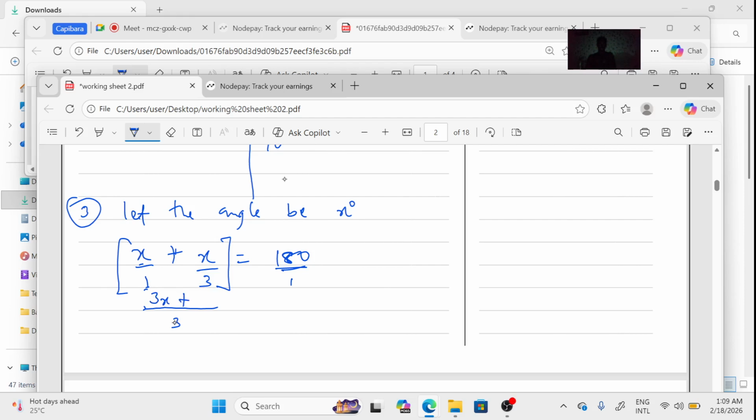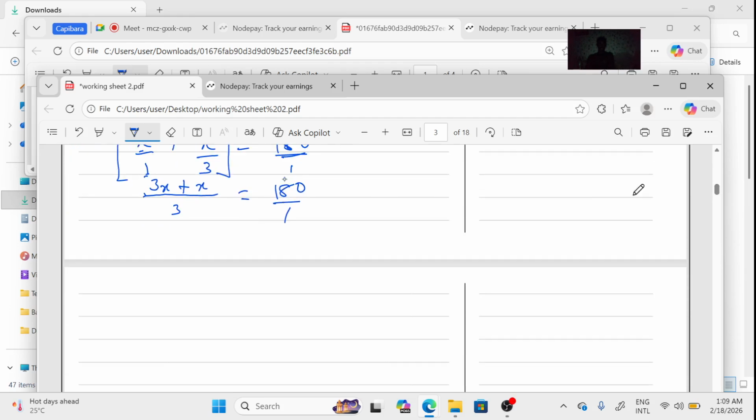Then plus 3 divided by 3, that's 1, 1 multiplied by x, that's x. Then now equals 180 over 1. So if I were you, I would cross multiply. So that's going to be 3 multiplied by 180 equals 4x.